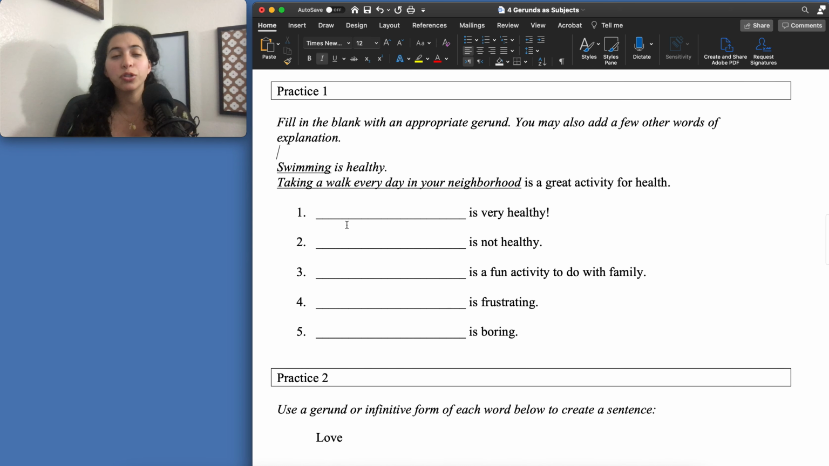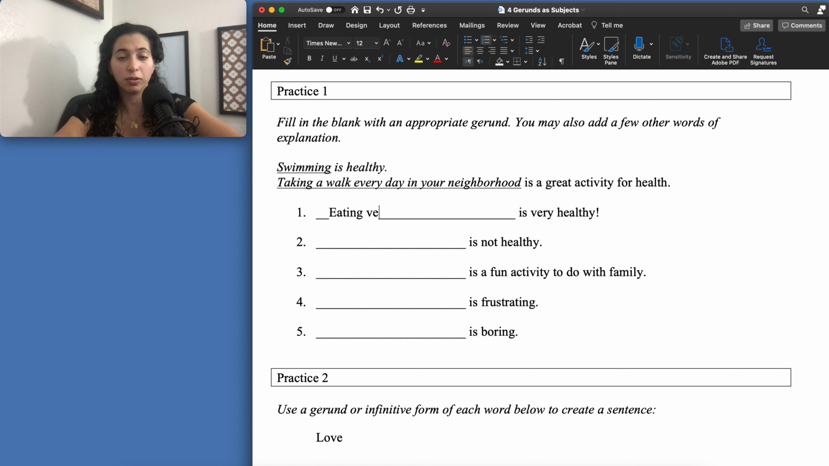Okay, so let's do practice one. Practice one says, fill in the blank with the appropriate gerund. You may also add a few other words of explanation. Swimming is really healthy. Taking a walk every day in your neighborhood is a great activity for health. Let's try this. What's very healthy? Maybe eating vegetables. Eating vegetables is very healthy.